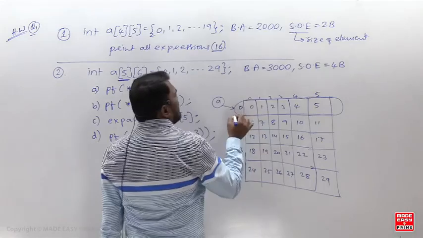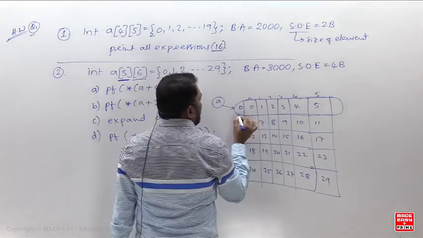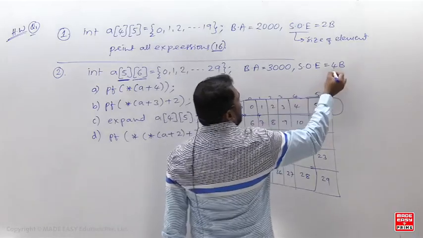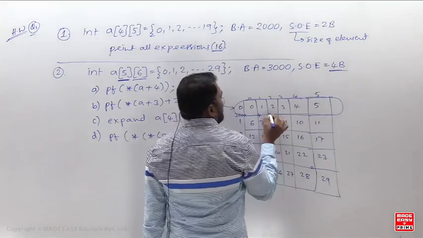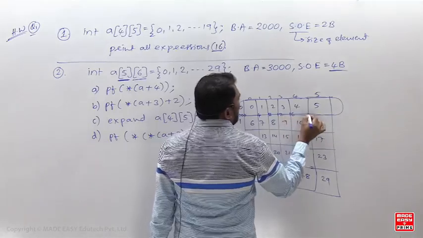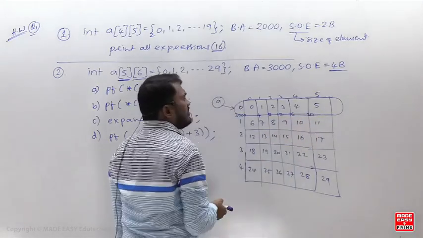And the starting base address, the base address of the first element, is what? 3000. This is 3004. Every element has 4 bytes. And this is 3008, and this is 3012. Then 16, and this is 20. So just roughly you can make this.